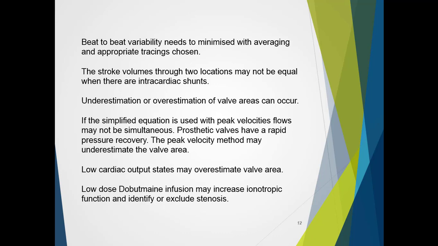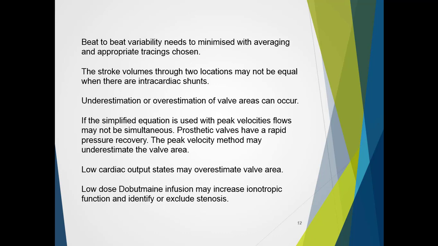The stroke volumes through two locations may not be equal when there are intracardiac shunts. When there is a perimembranous ventricular septal defect, the stroke volume through the LVOT would be greater than what is through the aortic valve. This would lead to an overestimation of the aortic valve area. If the simplified equation is used with the substitution of the VTI with peak velocities, the user must be aware that the flows through the LVOT and aortic valve may not be simultaneous, and therefore may not accurately demonstrate the maximum velocity at one point in time.